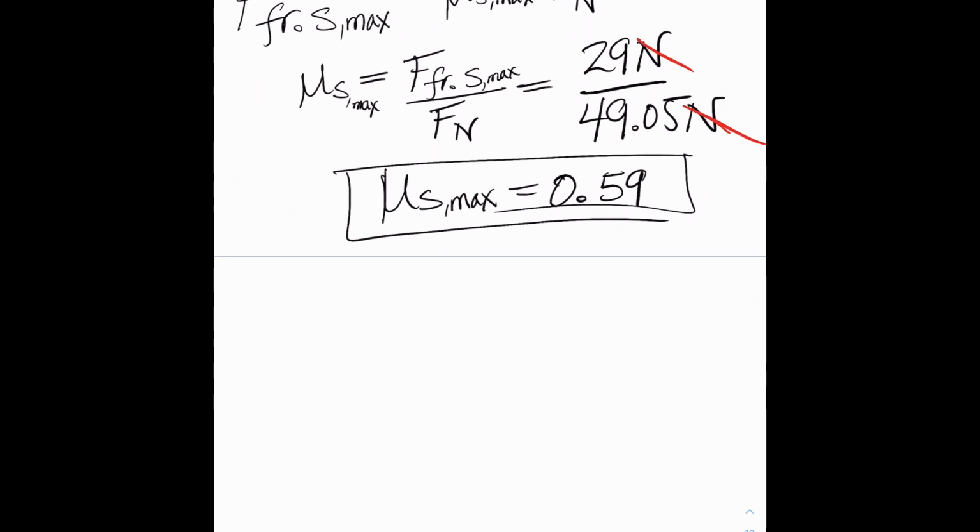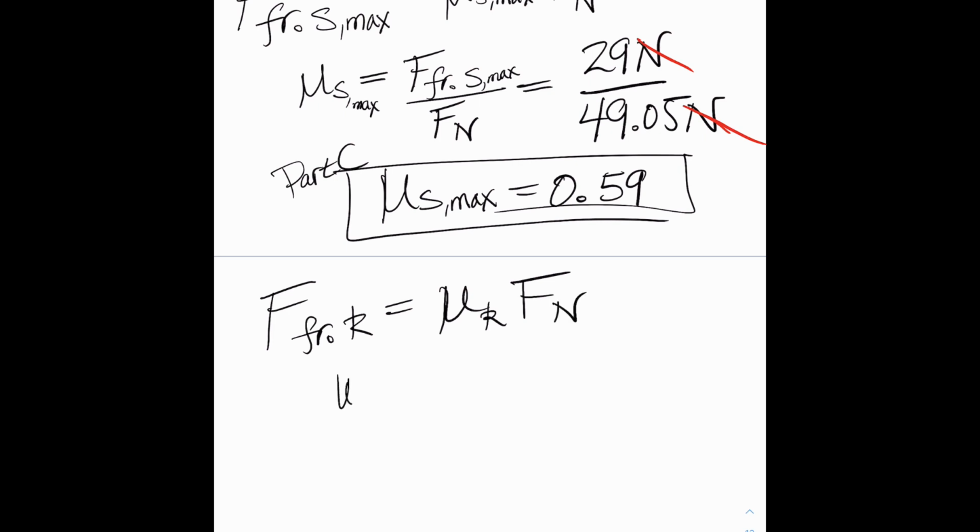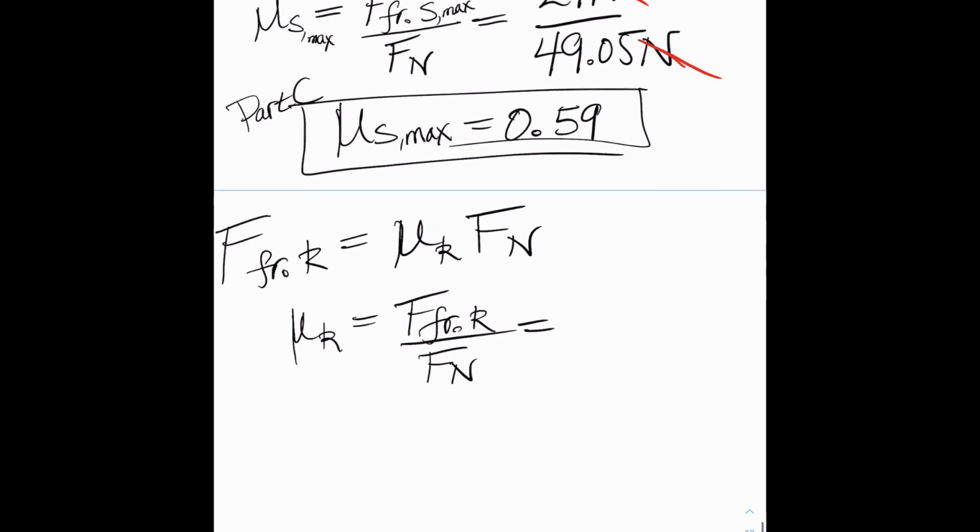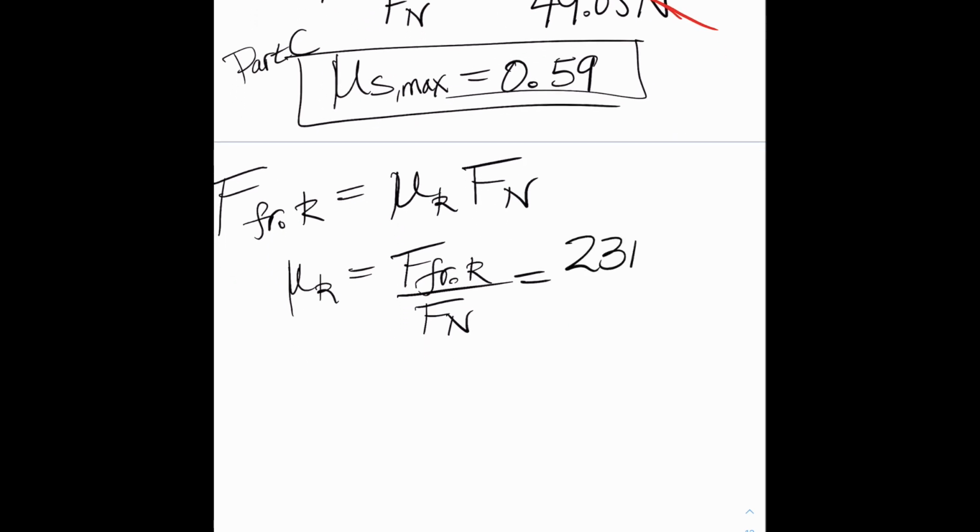All right, let's go ahead and do the kinetic one for part D. So that's part C. We're going to write the same equation, right? Force friction kinetic equals mu K times Fn. Rearrange: mu K equals force friction kinetic over normal force. Go ahead and plug in. I think we said force friction kinetic was 23 newtons. Put this over the 49.05. So this is going to be even smaller, which makes sense. Mu K should be smaller than mu static max.